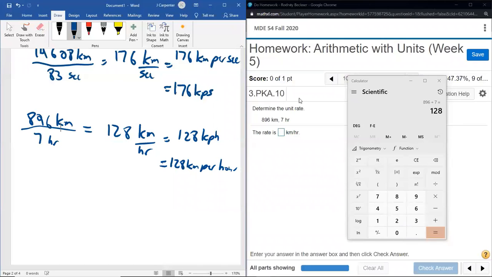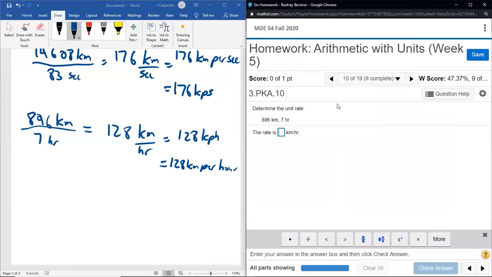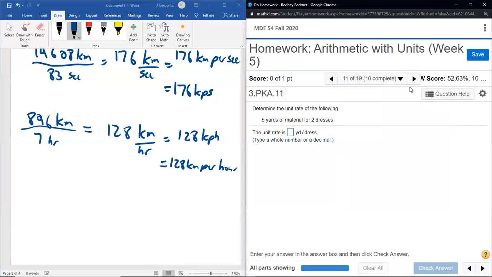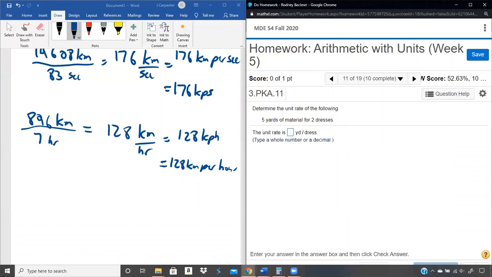For the 9 millionth time, the word per means the second unit goes where? In the bottom. Good answer. All right, determine the unit rate of the following. Remember, unit rate means you're doing the division. You don't even have to try and reduce it. Just pull out a calculator.